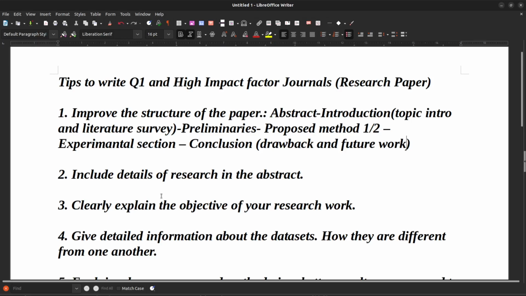Next is clearly explain the objective of your research work. Sometimes authors do not clearly mention what the objective of their research work is. Okay. So you should write this in the introduction section.